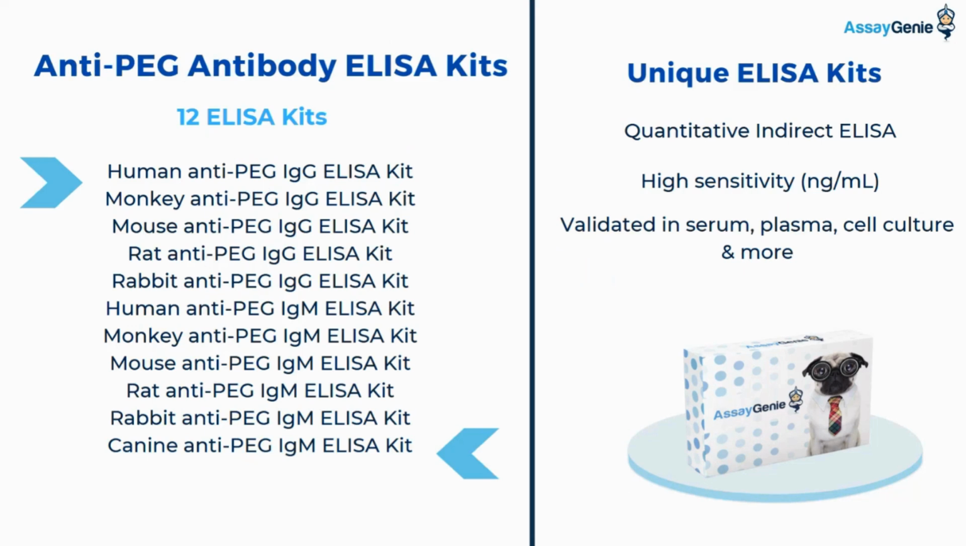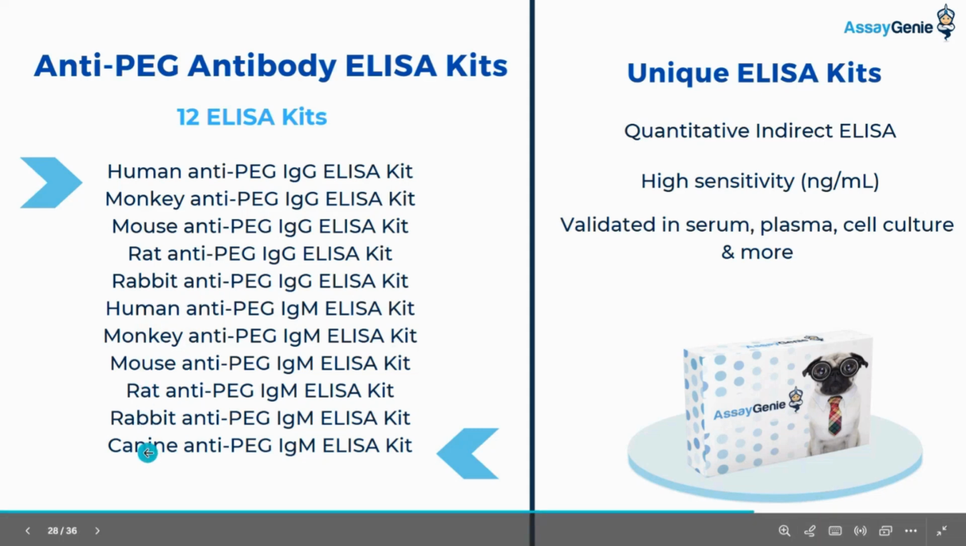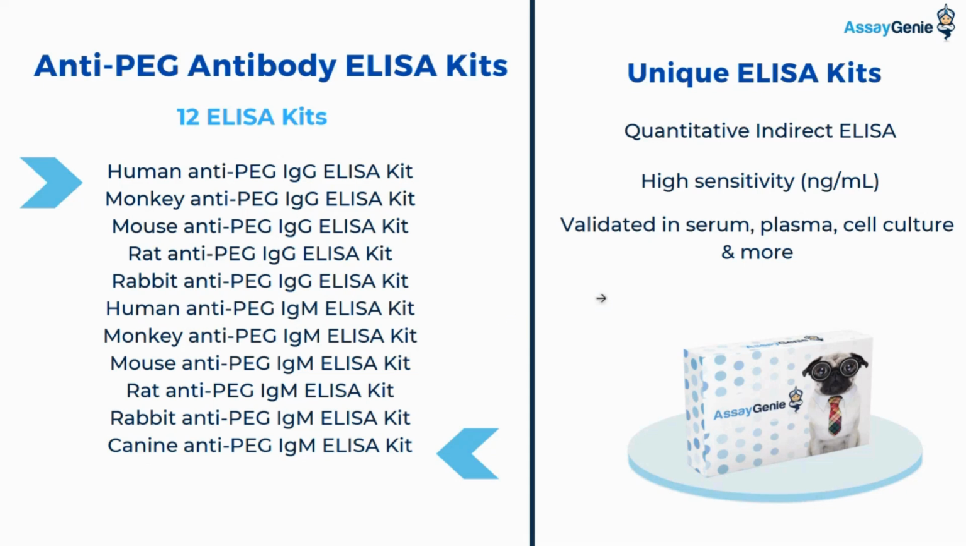And we also offer anti-polyethylene glycol antibody ELISA kits. We offer 12 in total. Specifically, we have 5 anti-PEG IgG ELISA kits for human, monkey, mouse, rat, and rabbit species. But then we have 7 anti-PEG IgM ELISA kits for human, monkey, mouse, rat, rabbit, and canine samples too. These kits are unique as they offer quantitative indirect measurement of these compounds, they are highly sensitive to the nanogram per milliliter range, and they have been extensively validated in serum, plasma, and cell culture samples.